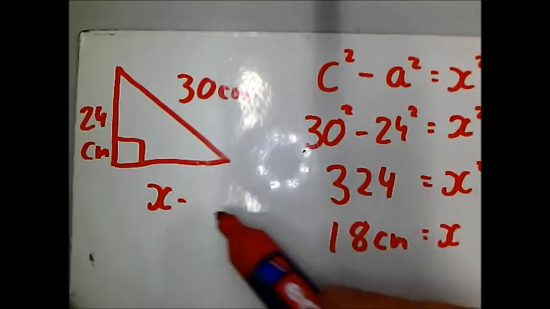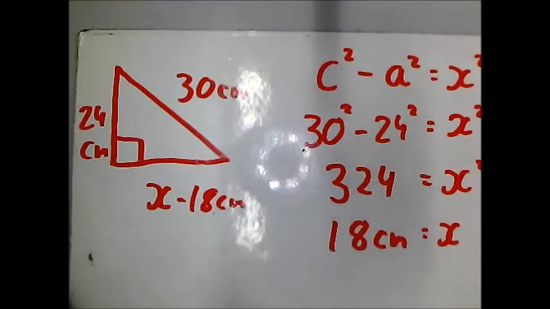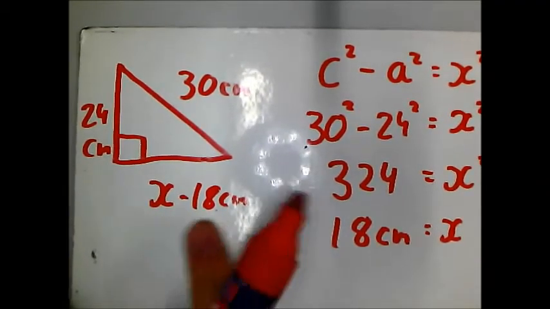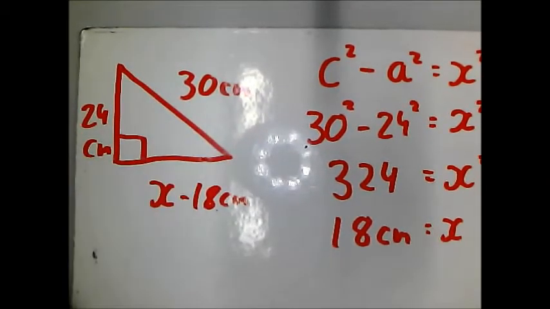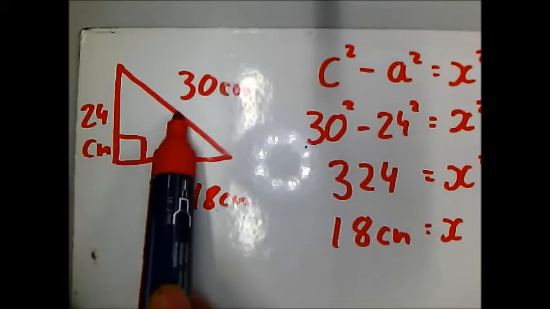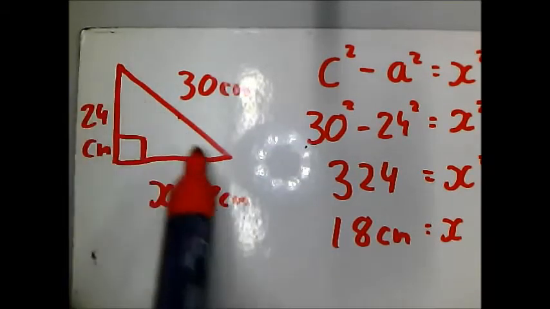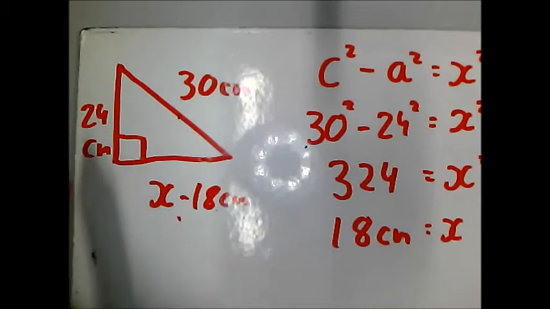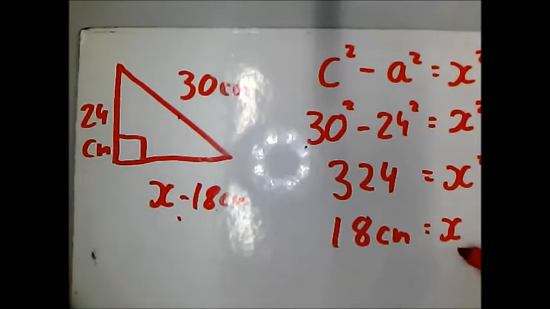So 18 plus 24 is bigger than 30. And the hypotenuse opposite the right angle is indeed the longest side. 30 is bigger than these two individually. So perfect, my answer looks sensible. I can tick this one. Okay, let's move on to question 2.